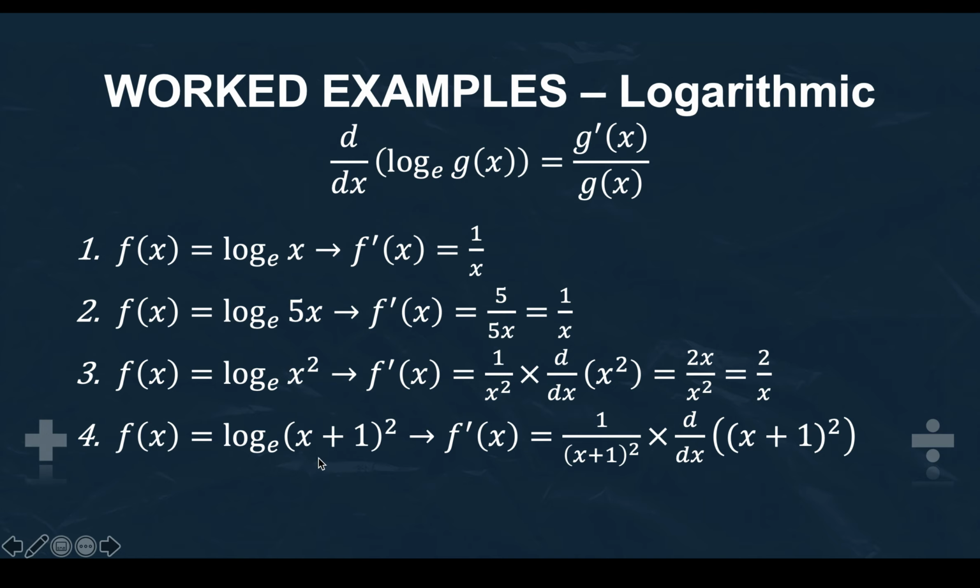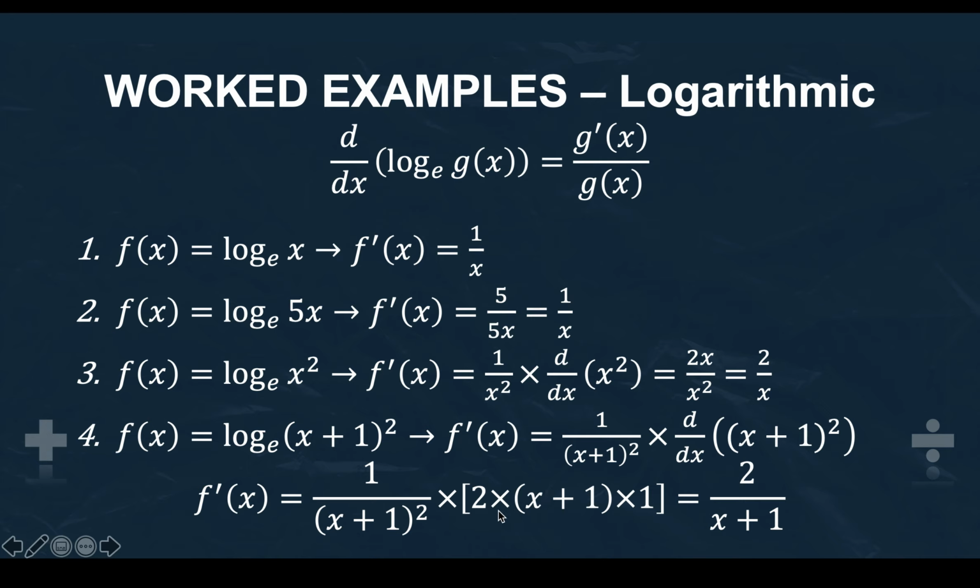In this case, g of x equals (x plus 1) squared. Right? So the derivative of log e (x plus 1) squared is going to be the derivative of (x plus 1) squared divided by (x plus 1) squared. Now, like in the previous case with exponentials, the derivative of (x plus 1) squared actually needs to use chain rule.